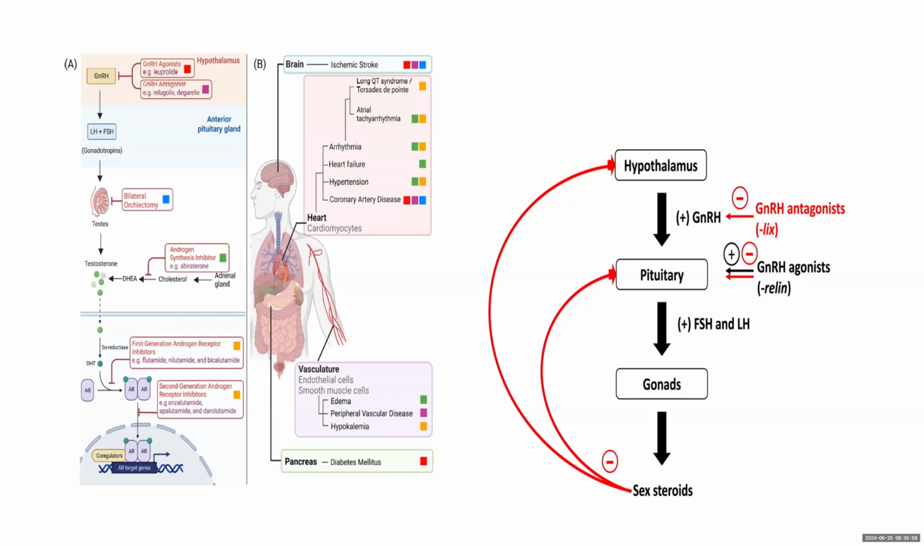And the effect on the brain, heart, and vasculature, or on the pancreas, can lead patients to develop ischemic stroke and other heart effects, effects on vascular endothelial or smooth muscle cells, or, via the pancreas, diabetes mellitus.